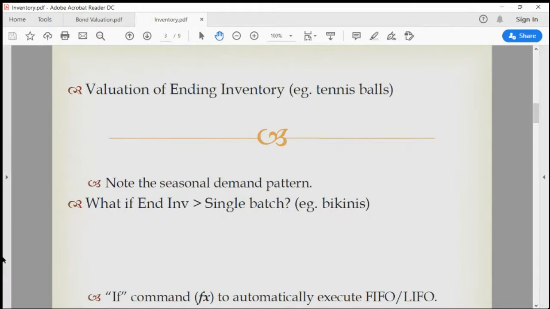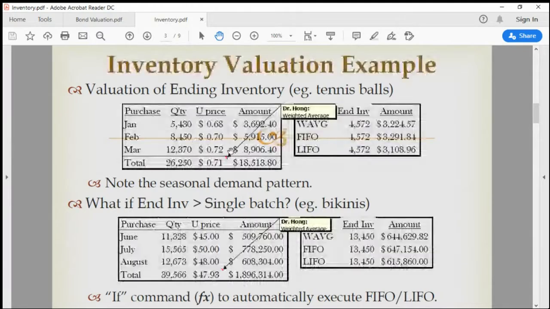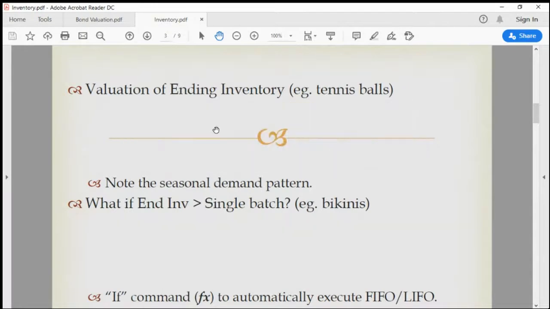Simple average is something like this. The unit prices of these January purchases are like 68 cents, 70 cents, 72 cents. You think, if I take the average of these, what do you do? You add them up and divide by 3, right? That's called simple average. You can't use it in this situation.